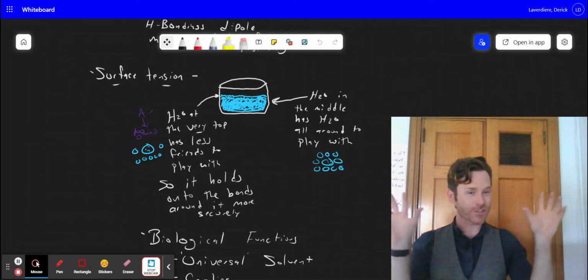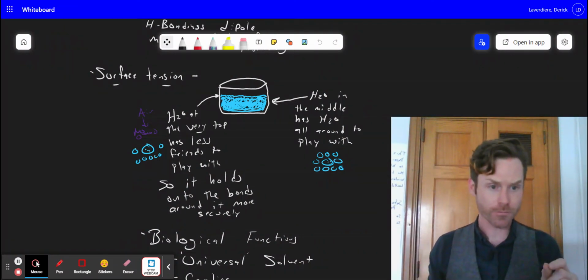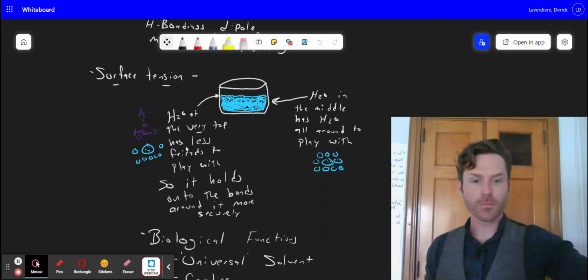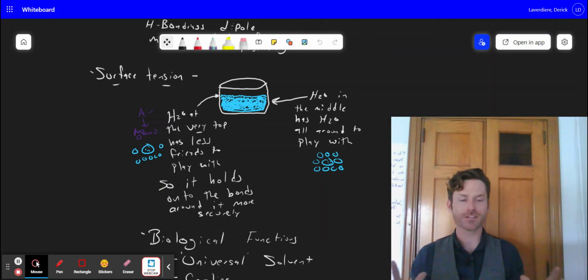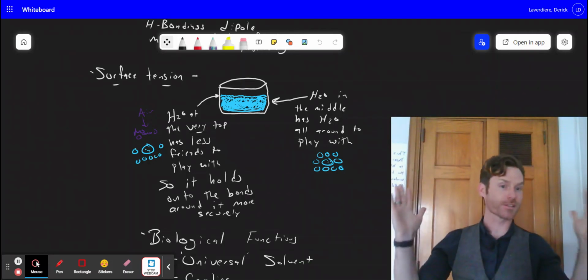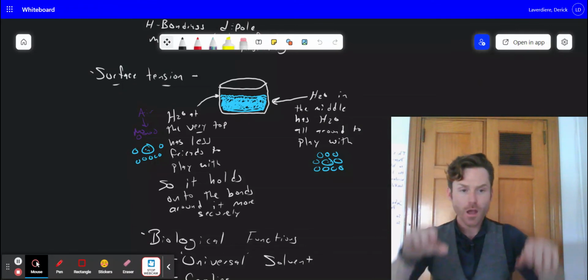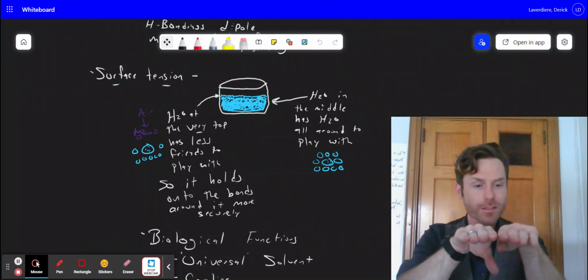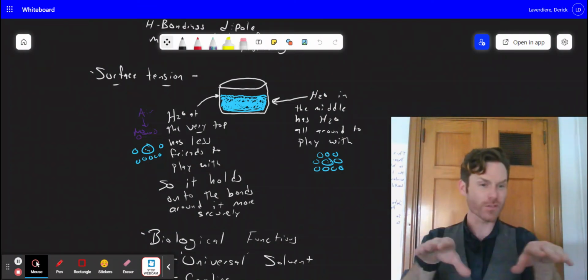That means that the connections to the side of it and the connections below it are just a little bit stronger than the connections of the rest of the water throughout the entire glass, right? So anywhere else in the glass, there's friends above, there's friends below, there's friends to the sides, right? So they're sharing their connections. Okay. But the water at the very top, those connections are a little bit stronger, okay? And that creates surface tension.